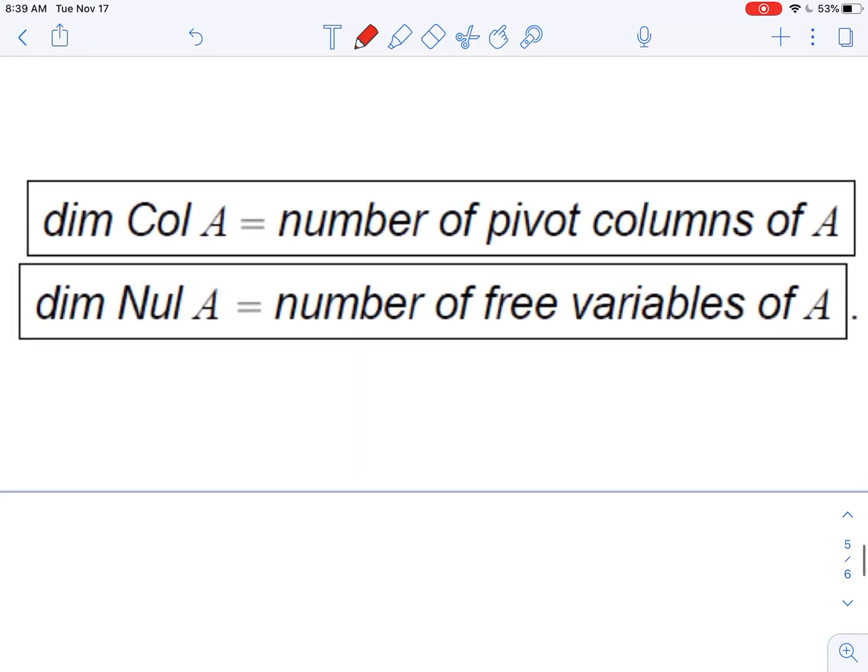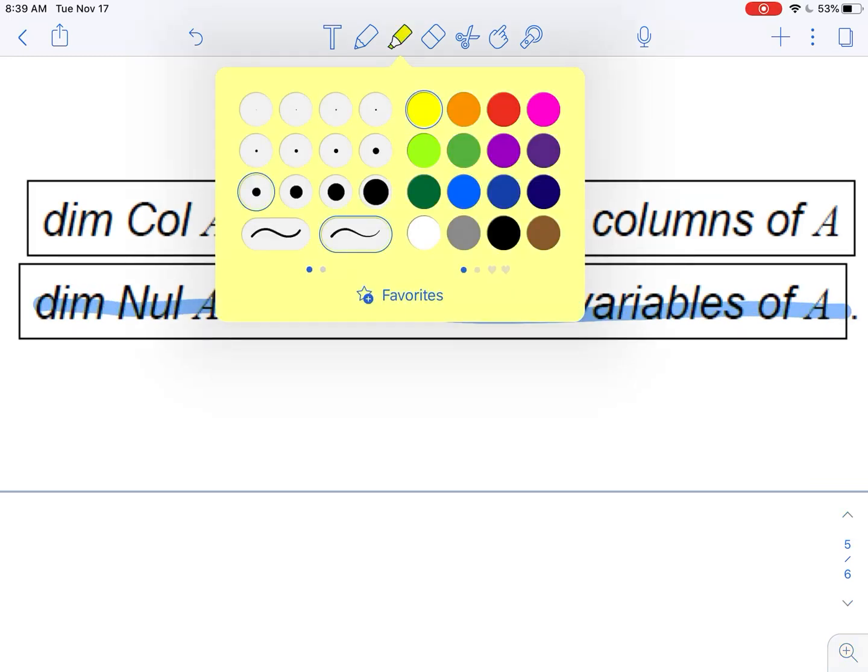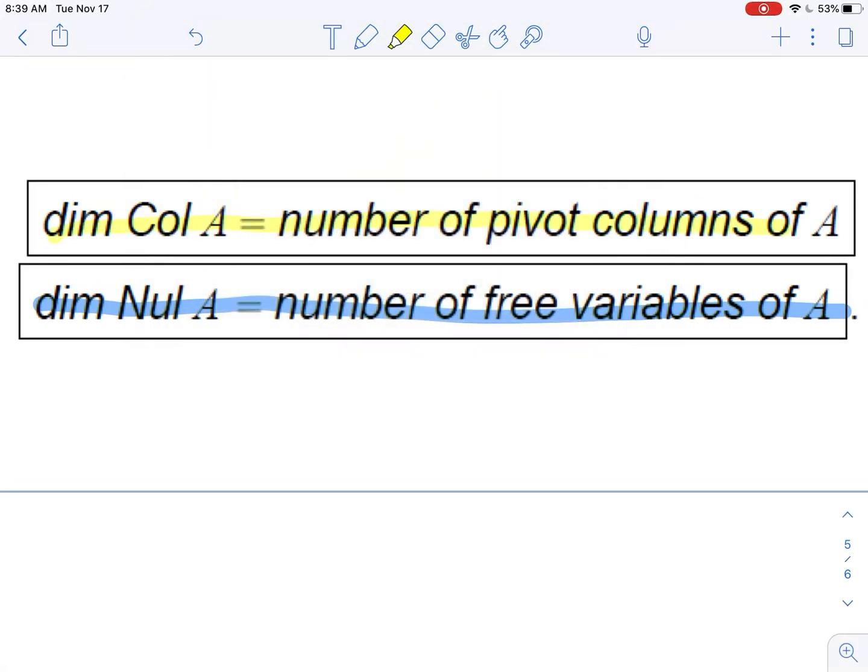So this is something that I would like to just summarize here. Make sure that we pay attention to this. This will probably be something that'll be quickly established for us. The dimension of the null space of A is simply the number of free variables of A, whereas the dimension of the column space of A is simply the number of pivot columns of A.